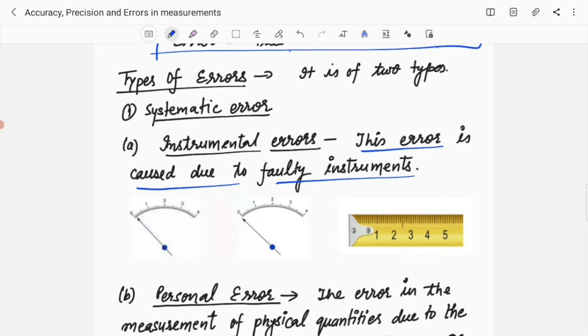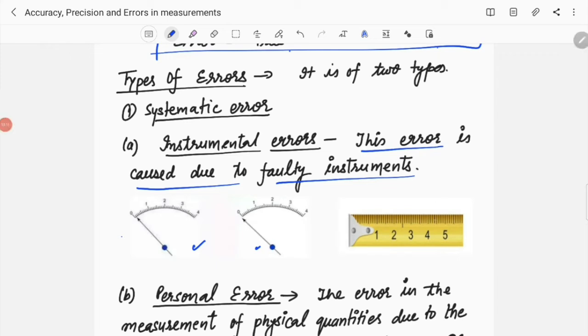For example, as I have taken here, we have these two figures. अगर इन दोनों फिगर्स में हम देखें तो जो हमारा पॉइंटर है it is not coinciding with the zero mark. In the first one it is one place ahead, and in the second one we can say it is one place back. So whatever reading we will take from these two instruments, that will not be accurate. अगर हम फर्स्ट को यूज़ करेंगे तो हम एक प्लेस आगे रीड कर रहे हैं, और अगर हम सेकंड को यूज़ करेंगे तो हम वन प्लेस पीछे रीड कर रहे हैं. That means in both the cases we are not getting exact or the right measurements.